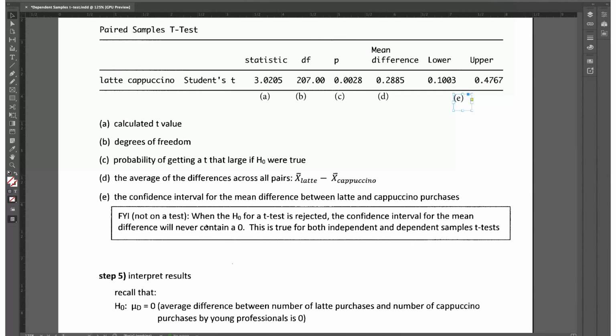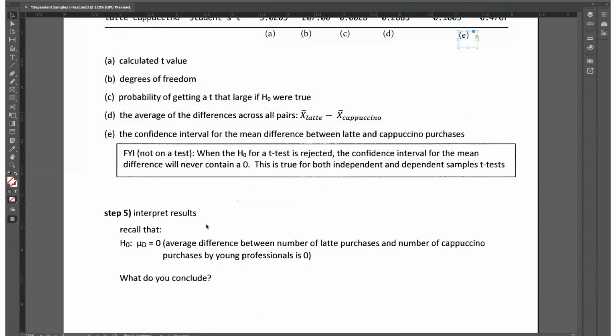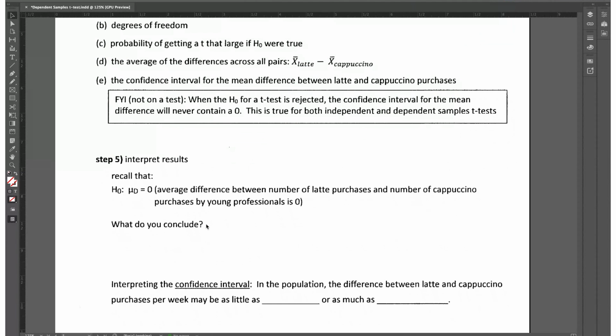All right, now let's interpret the results. So recall that our null hypothesis is that the average difference between the number of latte purchases and the number of cappuccino purchases by young professionals is zero, and we rejected that. So what do we conclude? Well, as I mentioned just a second ago, we rejected that. We are saying that it's not equal to zero.